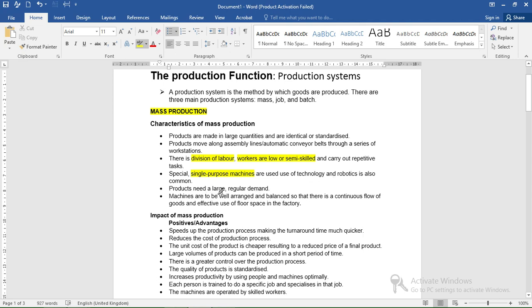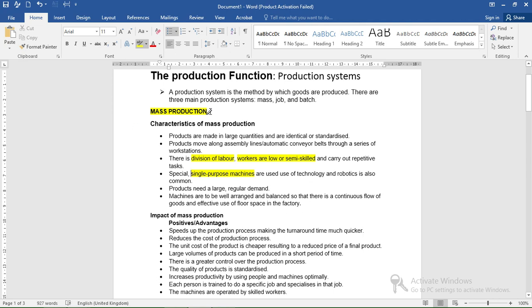Products need a large and regular demand. You can only use mass production when you're producing a product that is in regular demand and that is actually in large demand, right? So machines are well arranged and balanced so that there is a continuous flow of goods and effective use of floor space in the factory, right?